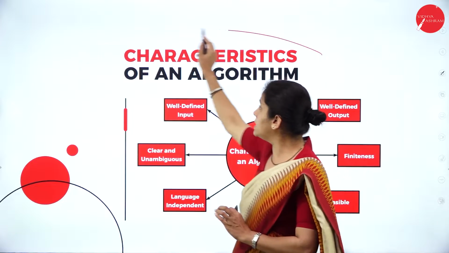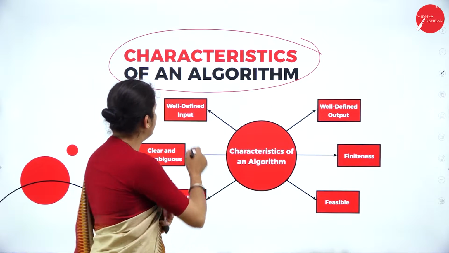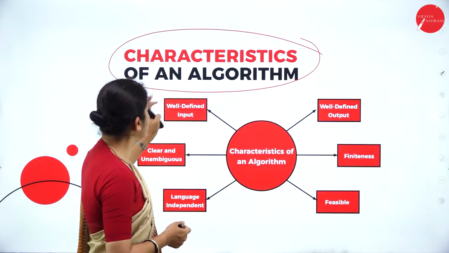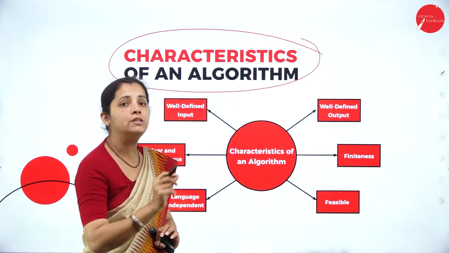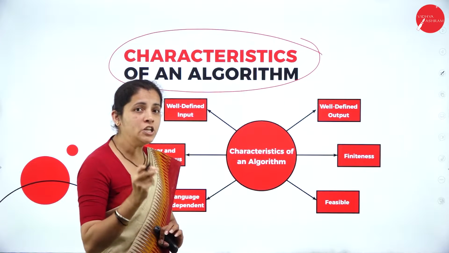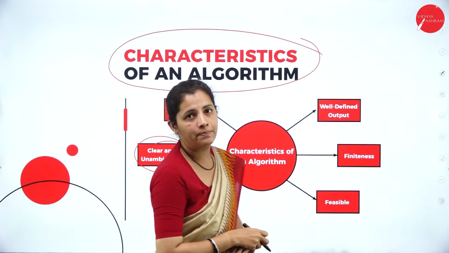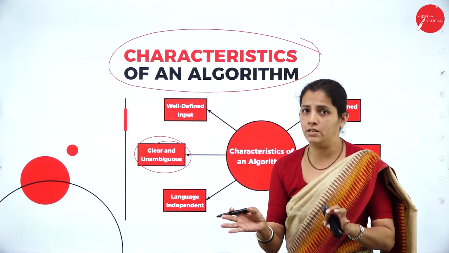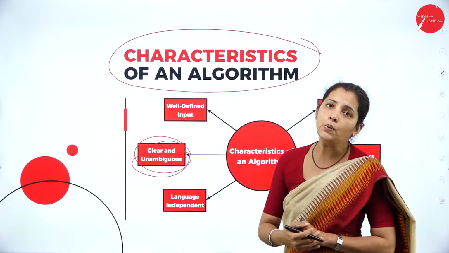Now, if I consider the characteristics of an algorithm, what is the first characteristic? That is well-defined input or instruction. Whatever input I specify, there is no confusion and no ambiguity. So inputs are mentioned clearly and unambiguously. Whatever instruction I write is clear and there is no conflict between the instructions. So that is unambiguous. Then language independent.